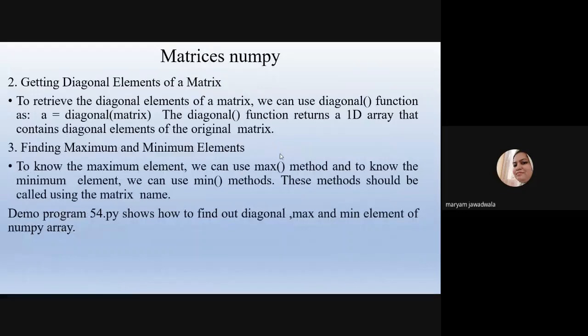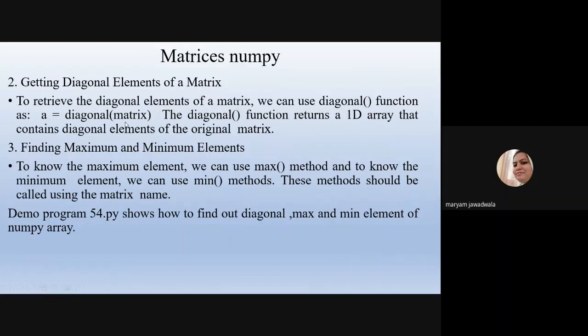Now you created a matrix in numpy in the previous slide. Now it is our turn to find out some of the elements present in the matrix, or we need to apply some methods so that we can get some useful information about the matrix. Okay, the second thing is getting the diagonal elements of a matrix. How to find out the diagonal elements of a 2D array, right? It's very simple. NumPy gives us one function, and the name of the function is diagonal, right?